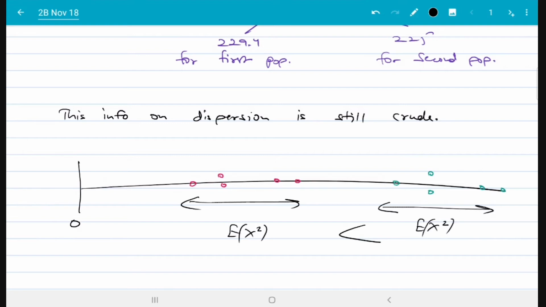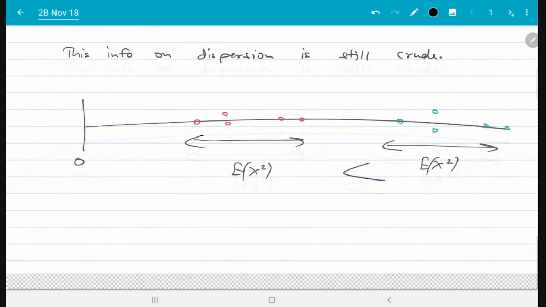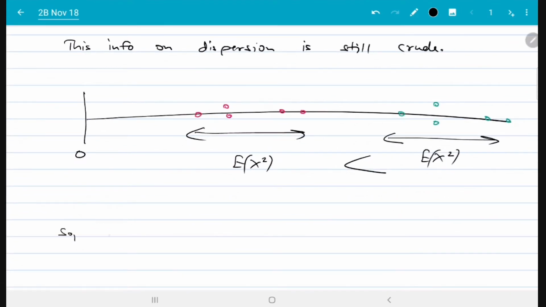We should be able to get a summary measure which tells us, okay, they're located at different places, but within their vicinity, they're similarly distributed. So we can refine the crude moments to get better summary measures.